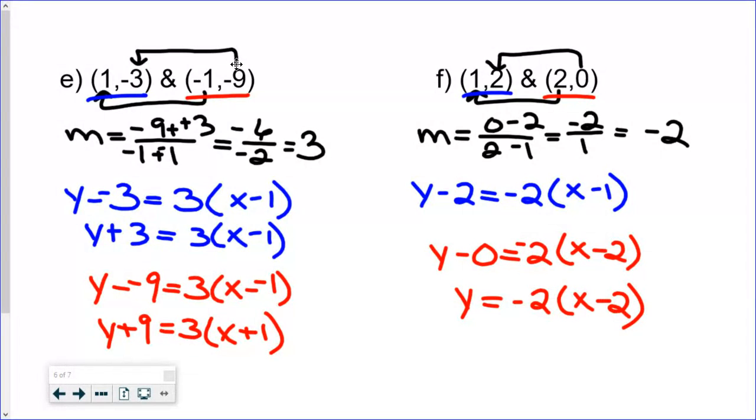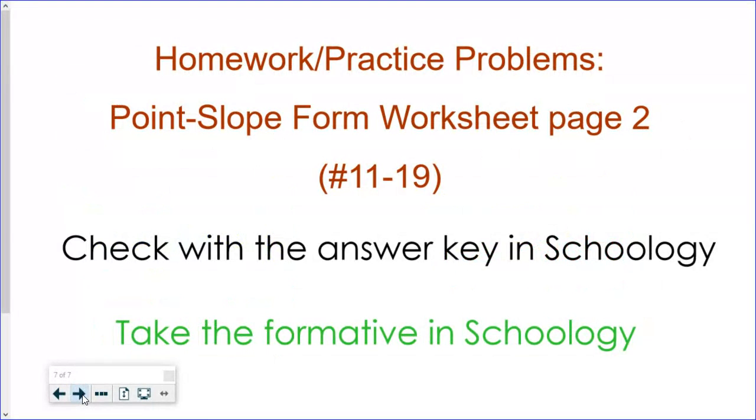Okay, so again, if you were holding on to see the last few problems, you can go on to finish the worksheet today. You can skip number 20. Okay. Have a great day. Let me know if you have problems.